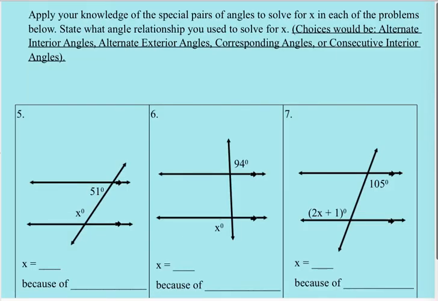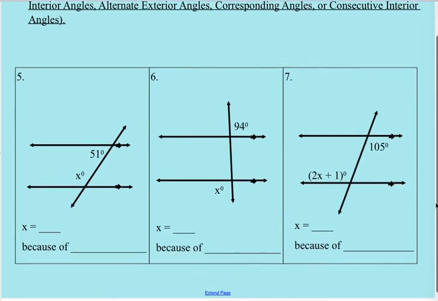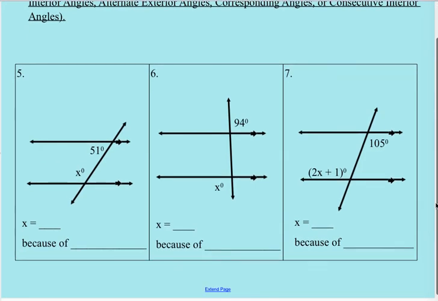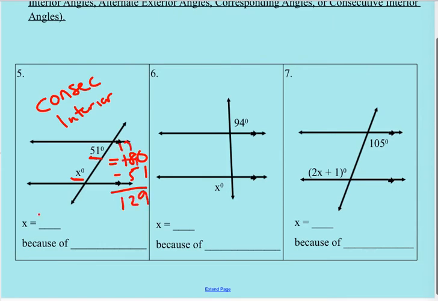So based on what we know, let's see if we can figure these out. So X and 51, these are consecutive interior. So that means these two together are going to equal 180. So 180 minus 51. So I get X because of consecutive interior angles.